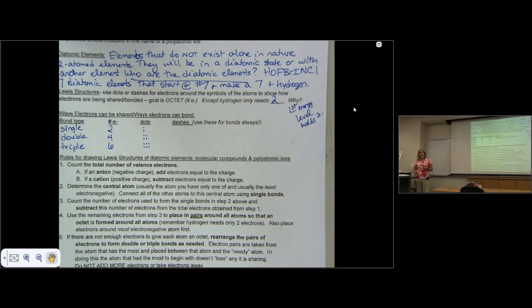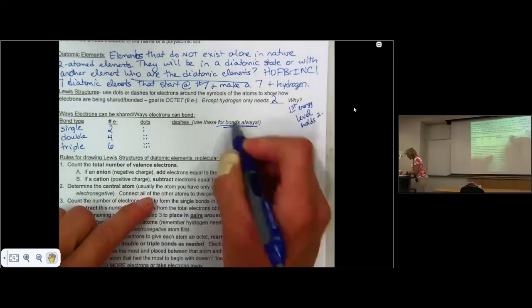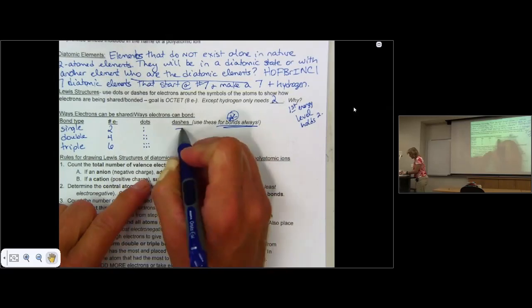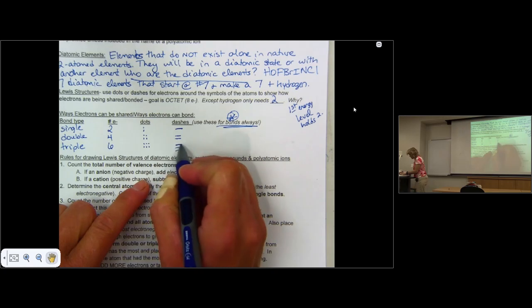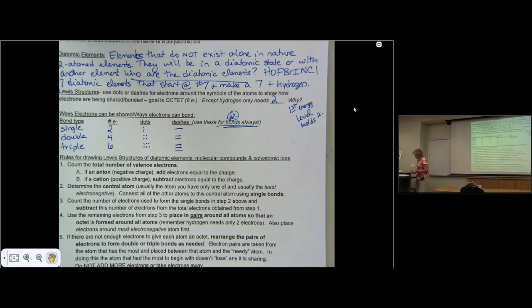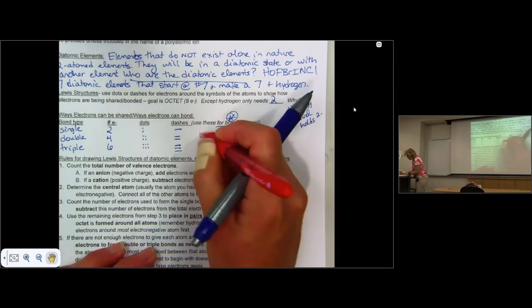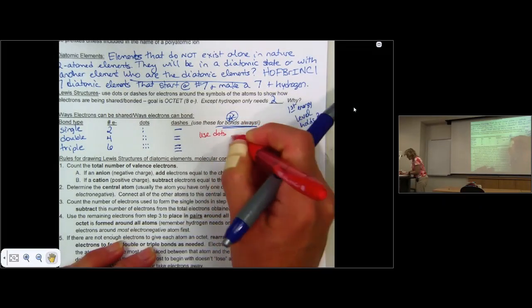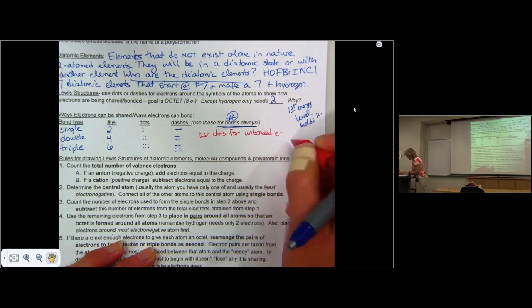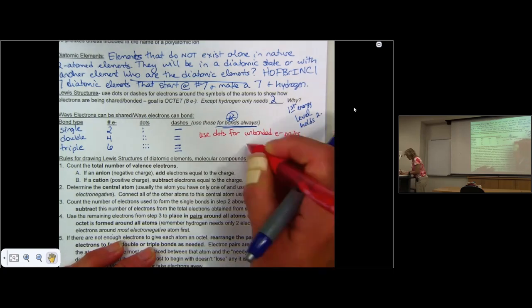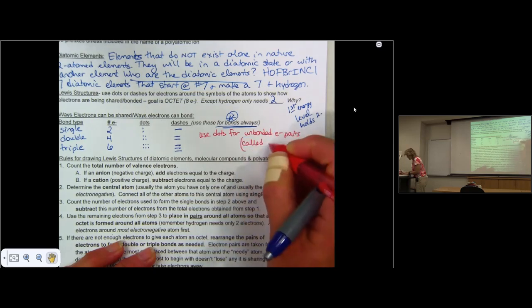Typically, though, with our bonds, we will not use dots, we will use dashes. So we will always use dashes for bonds. And that's 1 dash, 2, or 3. We will use dashes for bonds. The only time you will use dots is for unbonded electron pairs called lone pairs. Those are called lone pairs.